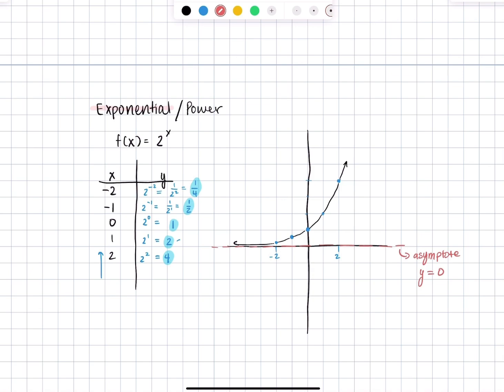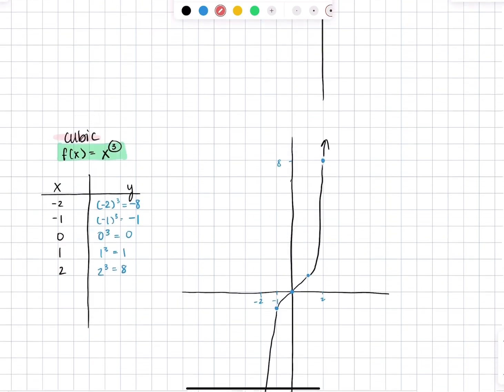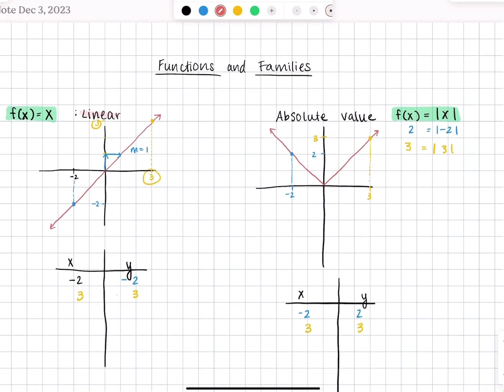So these are exponential or power functions, the parent function for that. So just remember to memorize these parent functions. Once you know these, the table is helpful to learn how to draw the graphs. And that's basically it.